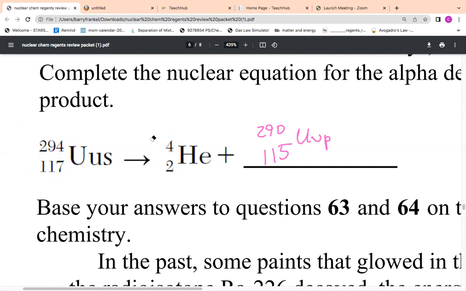Okay. Again, this is an alpha decay. This is also a natural transmutation. Again, remember natural transmutations only have one reactant. If it's artificial, the clue is that it will have 2 reactants.